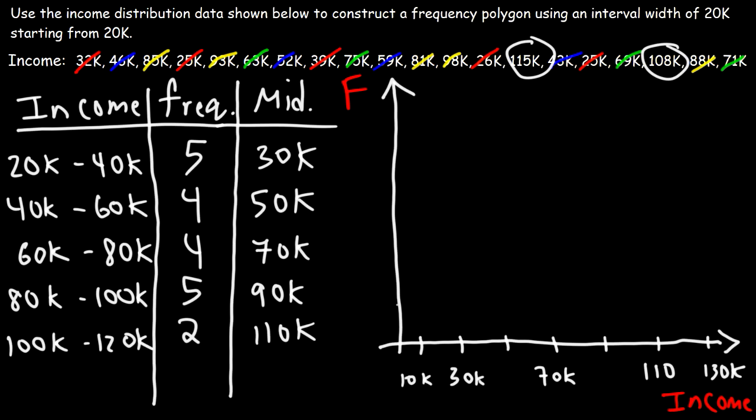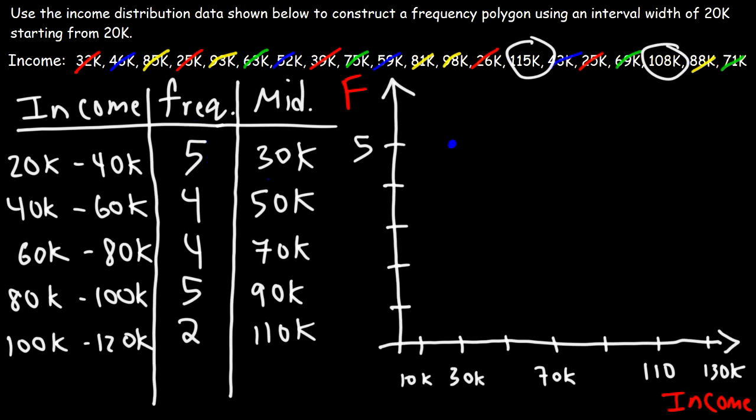Now, our frequency values, the highest is 5. So let's go up by 1. This is going to be 1, 2, and then 3, 4, 5. So at a midpoint of 30K, the frequency is 5. So that's going to be here.